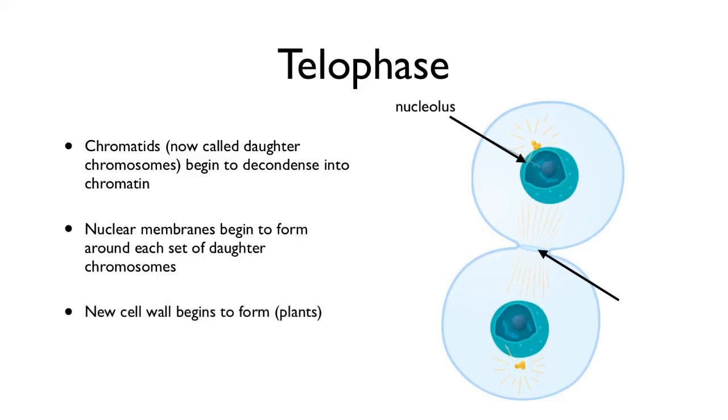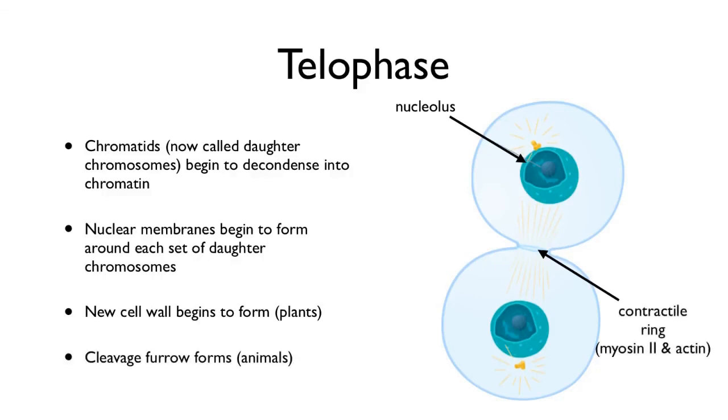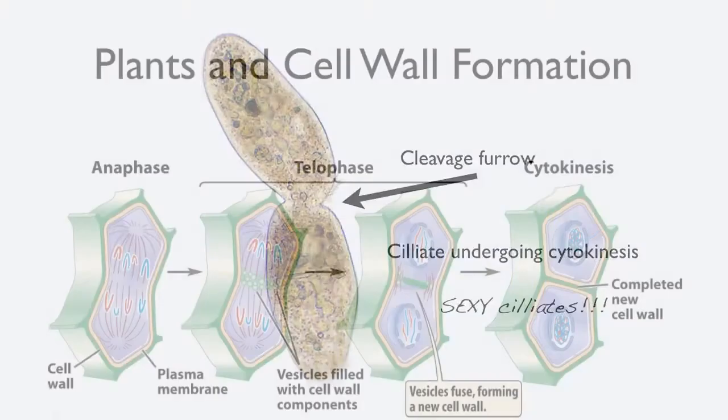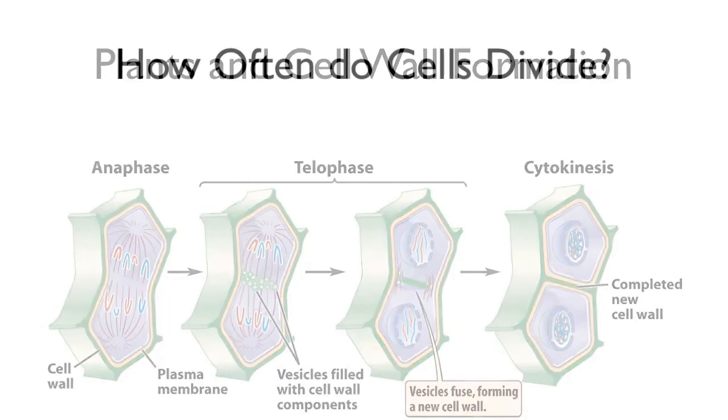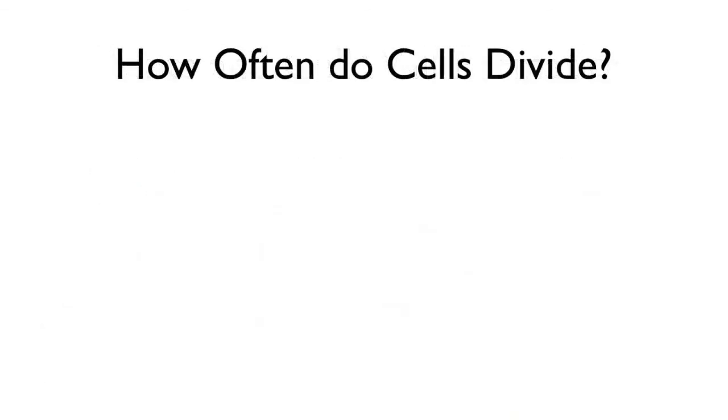And if it's a plant, a new cell wall begins to form. If it's an animal, you get the formation of something called the cleavage furrow. This is a contractile ring. And formation of plant cell walls, probably not so sexy. They don't have this cleavage furrow, mainly because they have these very, very tough cellulose cell walls that have to form instead. A good question is how often cells divide.